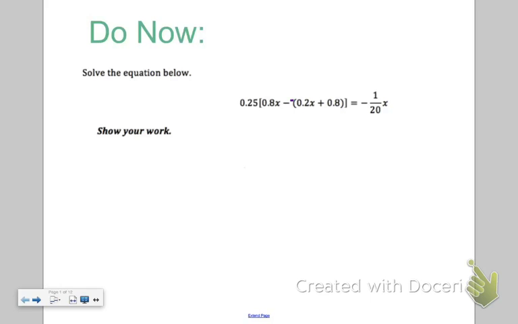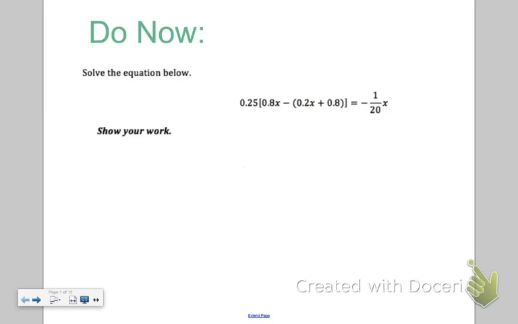We're going to begin by going over our do now. For our do now, we have a multi-step equation in which we are asked to solve for x. So we have a lot of things going on here. We have fractions, we have decimals, we have brackets, and we have parentheses. So the first thing I'm going to do is convert each of these terms to be either decimals or fractions.